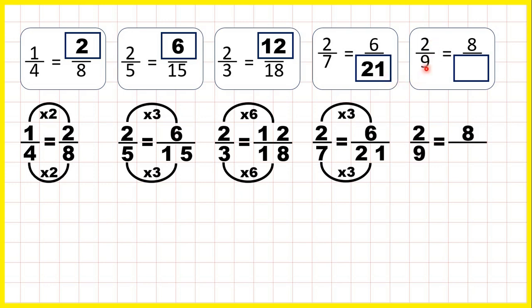Now we have 2/9, and we need a fraction with a numerator of 8. Now 2 times 4 is 8, and what we do to the numerator with equivalent fractions, we need to do to the denominator as well. 9 times 4 is 36, so that's our denominator.